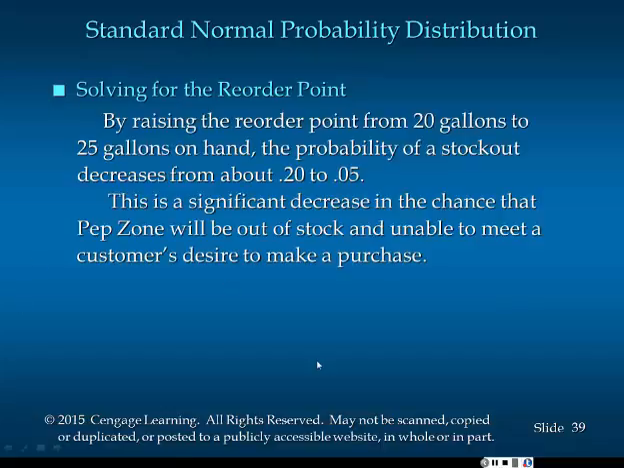All right, so by raising the reorder point from 20 gallons to 25 gallons on hand, the probability of a stockout decreases from 20% to just 5%. And because it's normally distributed, you notice that we only had to move a little bit to get that really big return on probability. Remember, one standard deviation is 6. We move less than a standard deviation, going from 20 to 24, in order to get it down to 5%.